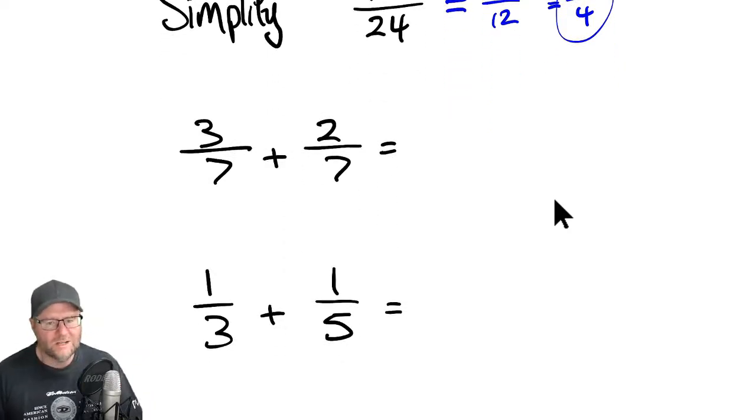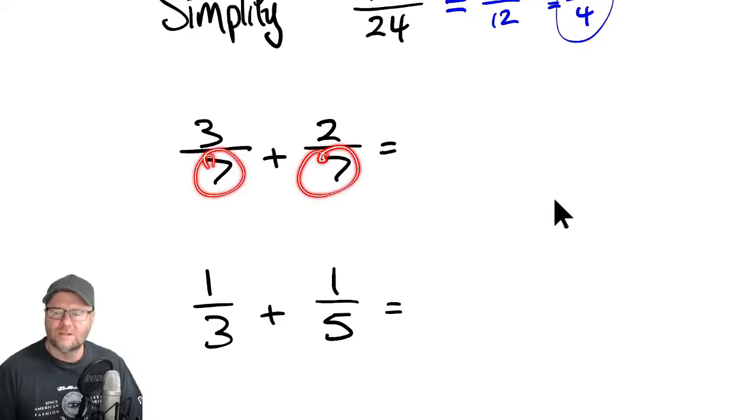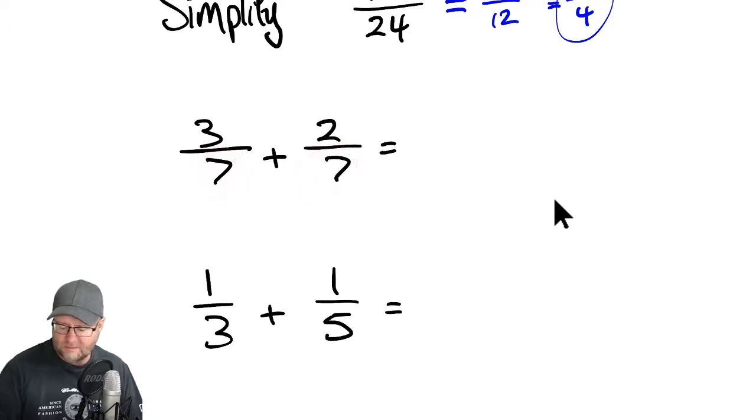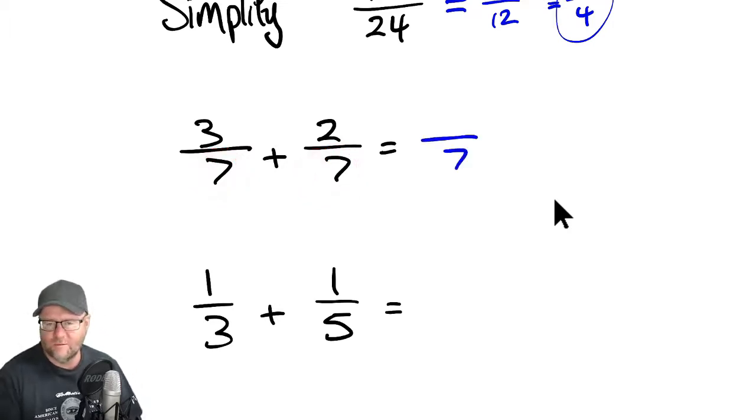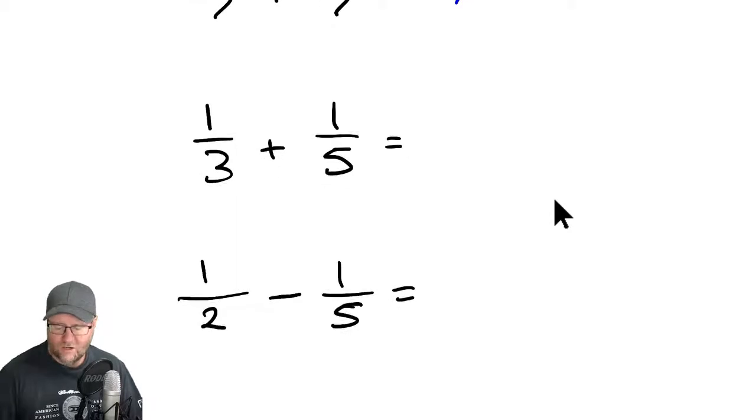All right, next question. 3 over 7 plus 2 over 7. So the key here is that these denominators are the same. And when the denominators are the same, I can add and subtract, right? My answer will be the same denominator, so it's going to be something over 7. That doesn't change. I've got 3 of them. I add another 2. I've got 5 sevenths. Done, right? We've added fractions that have what we call a common denominator.